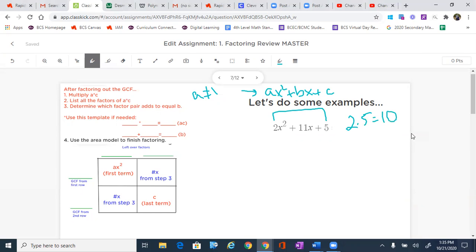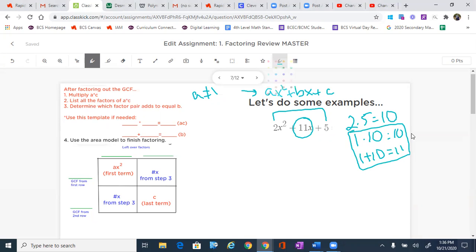And I am going to list all the factors of 10. So for example, 2 times 5, 1 times 10. Okay, so 2 times 5 and 1 times 10, those are the only ones that'll give us the 10. And then we're going to determine which pair adds to the B value. So in this case, we're looking for what adds to 11. So what you're going to notice is that 1 plus 10 equals 11. So this must be our set.